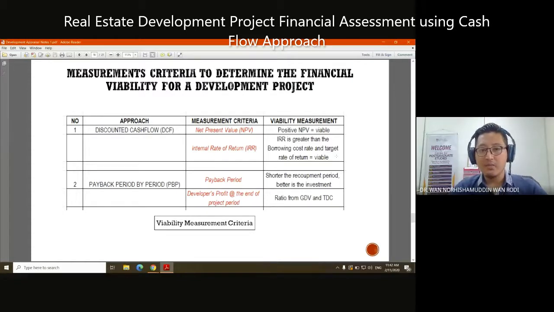Okay, the second one would be the developer's profit at the end of the project period. To justify whether our profit is viable or not, we need to calculate the ratio from GDV and TDC. And then once you get the ratio, we compare it with the viability measurement, whereas for GDV it is between 15 to 25%. On the other hand, for total development cost it is between 20% to 50% and above. So if you get within this range, we can simply consider this project as a viable development project.